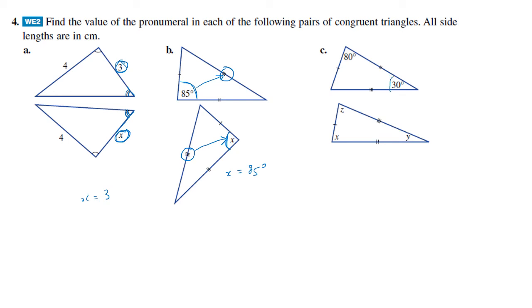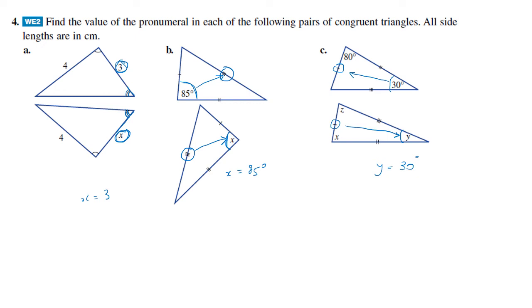All right, let's have a look. So we've got an angle that's 30 degrees. It's opposite the side that's got 1 notch. Look at the second triangle. The side with 1 notch is that one here. The angle that's opposite is angle y. Therefore, angle y must be 30 degrees.